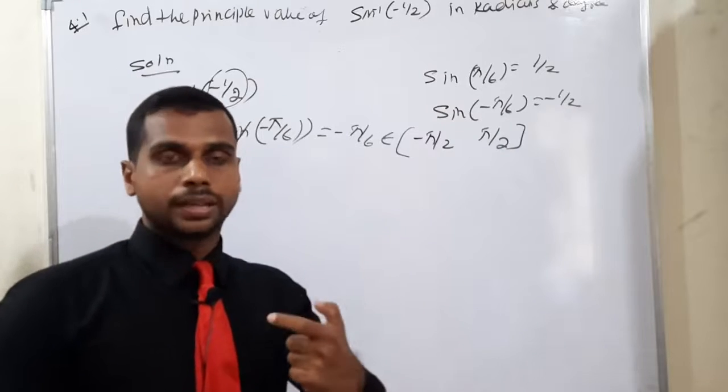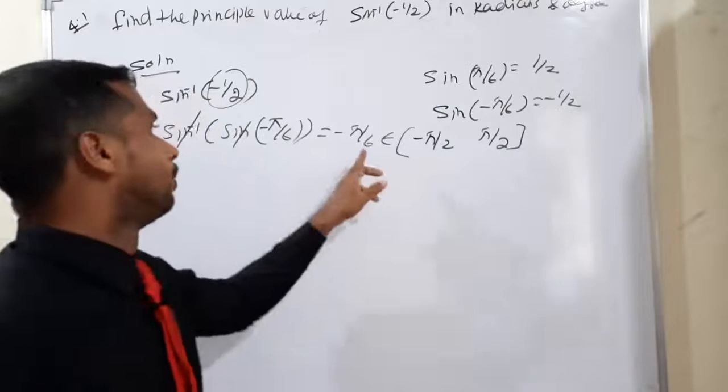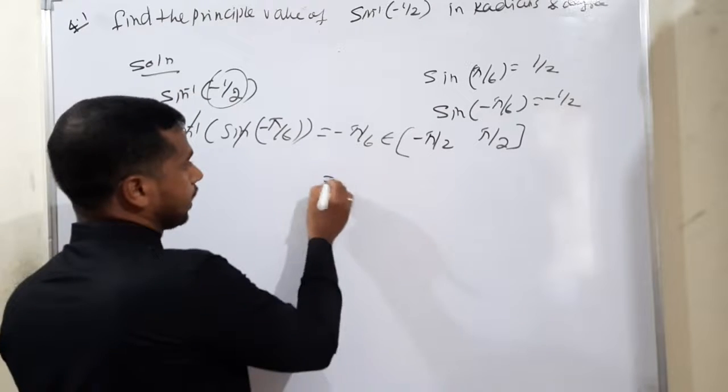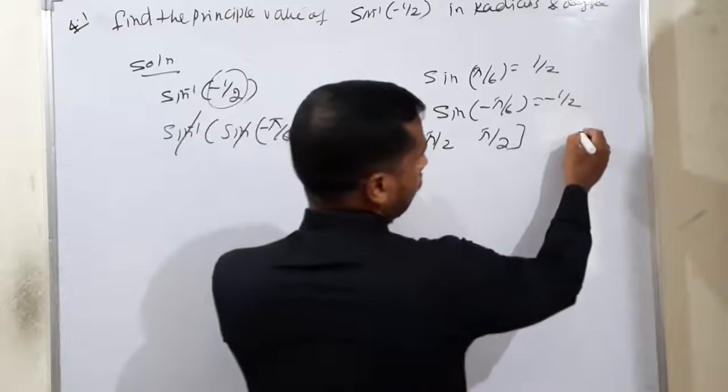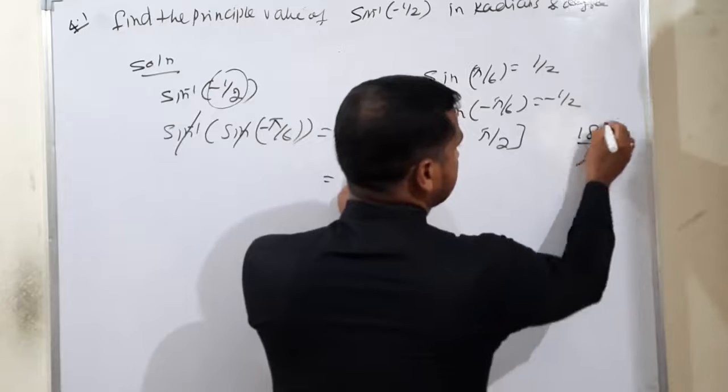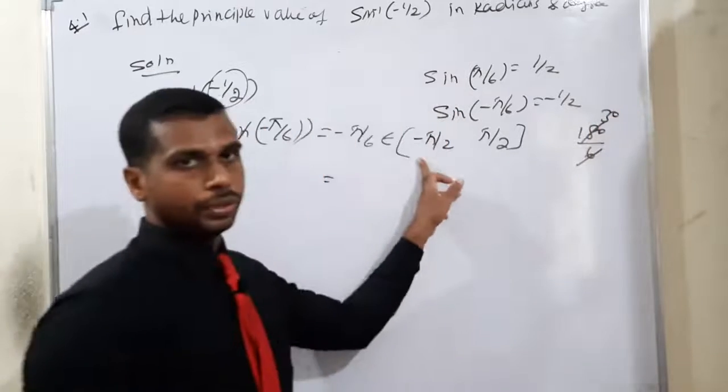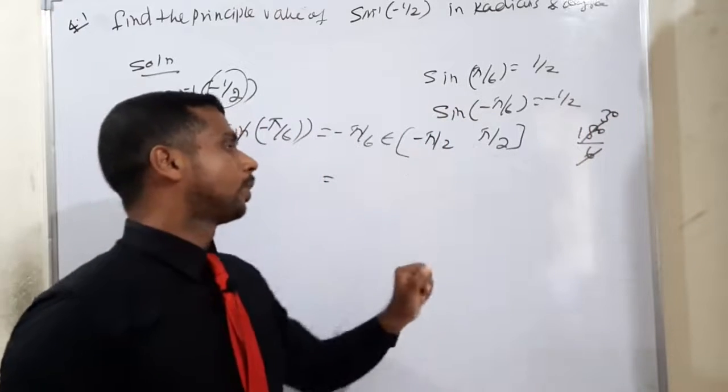180 divided by 2 means 90. Minus 90 to positive 90. Therefore, we can say minus pi by 6 is there. What is the main value actually? 180 divided by 6 means 30 degree. Possible, no? The range of the value is minus pi by 2 to positive pi by 2.